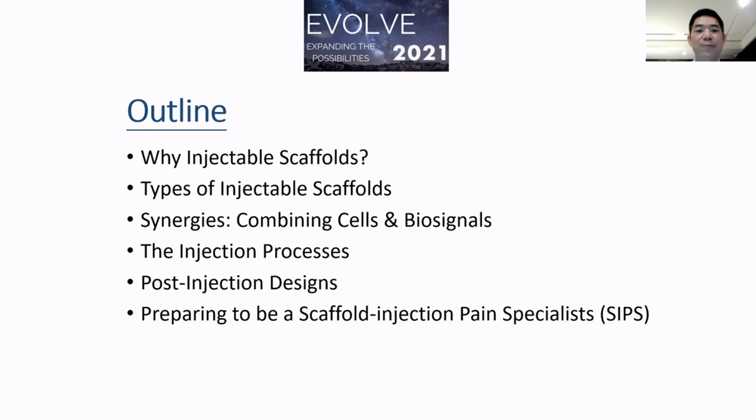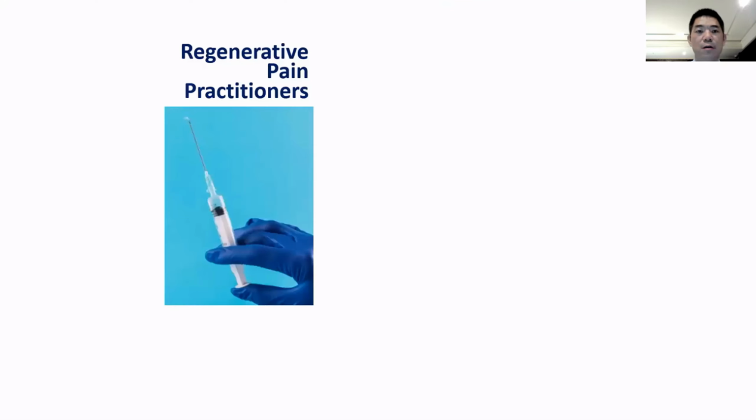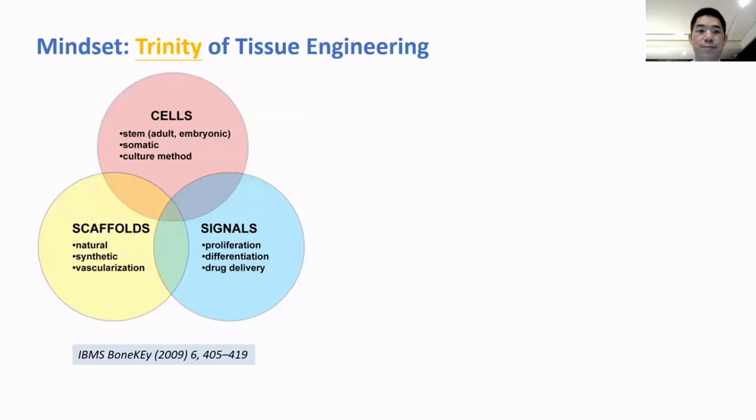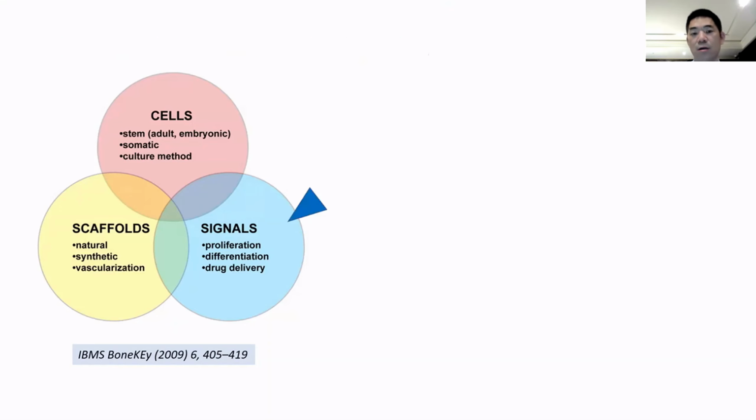This is the outline of my talk. First, why injectable scaffolds? We are regenerative pain practitioners. We treat pain via tissue repair and regeneration. And our mindset shows there's a trinity of tissue engineering, including cells, scaffolds, and signals.